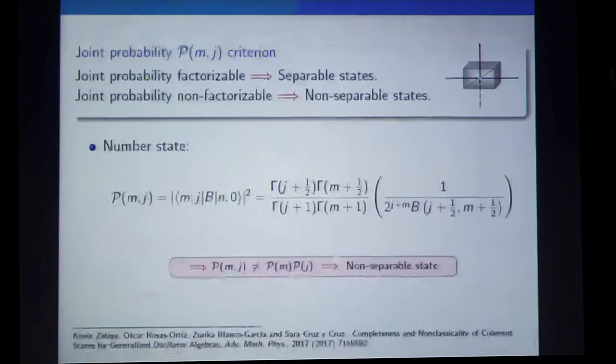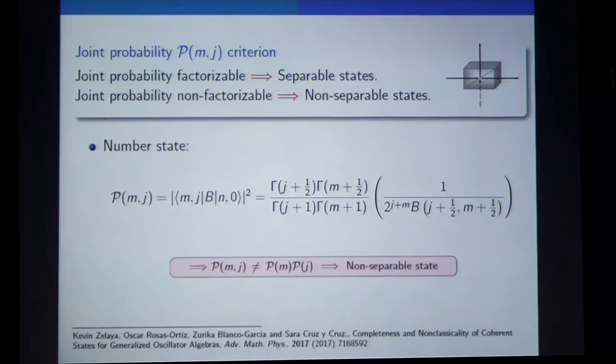For verifying that we have non-separable states at the output of the beam splitter, let me introduce the joint probability as a criterion. The joint probability is the probability of m photons in the horizontal path and j photons in the vertical. If we find that this joint probability is factorizable, that means that the state of the output is separable. But if the joint probability is non-factorizable, that means that the state of the output is non-separable.